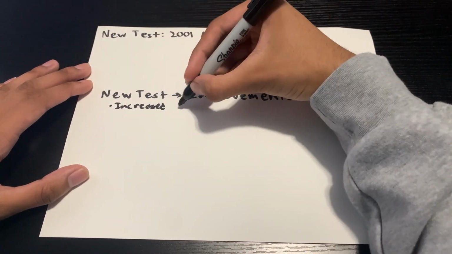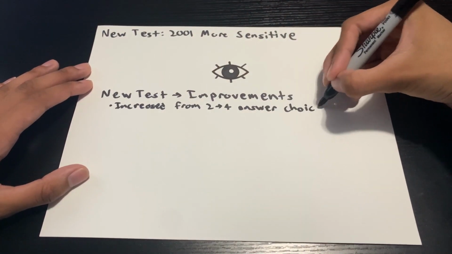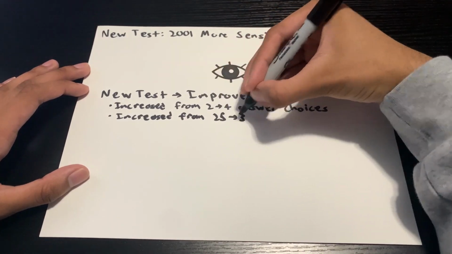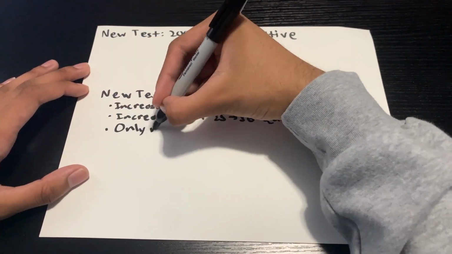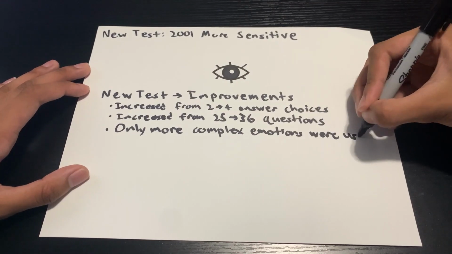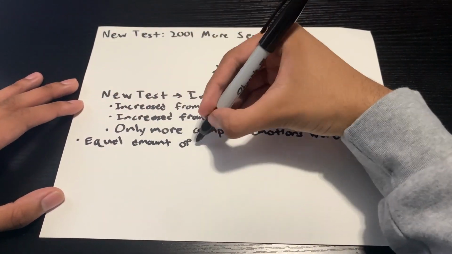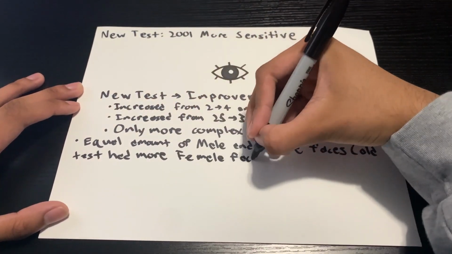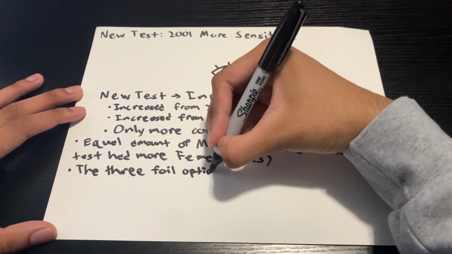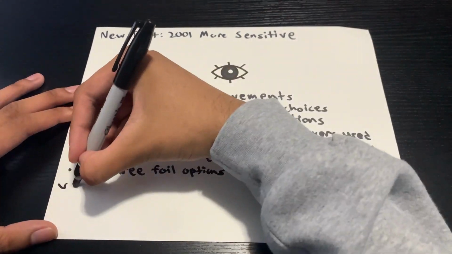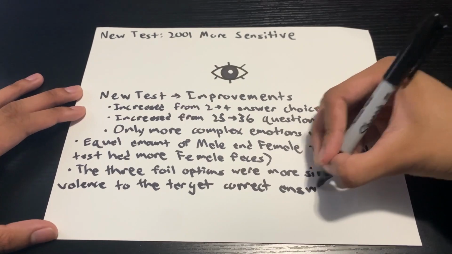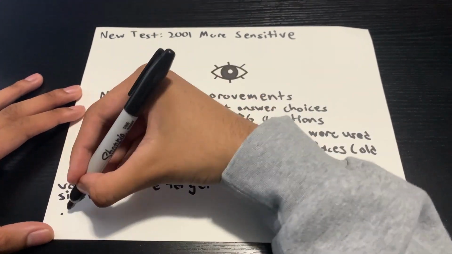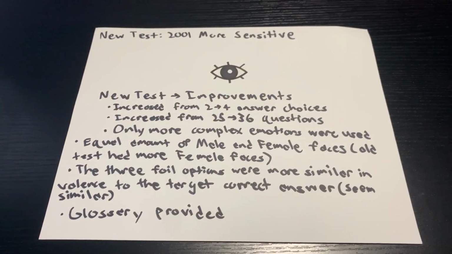The new test came with an increase from 2 to 4 answer options, and an increase from 25 to 36 questions. Only more complex emotions were used, with an equal amount of male and female faces, because the old test actually had more female faces. The 3 foil options were similar in valence to the target answer, which meant they seemed similar to the actual answer, so that it wasn't so obvious. And there was a glossary provided this time. Later on, I'll go into the developmental process that went into this test.